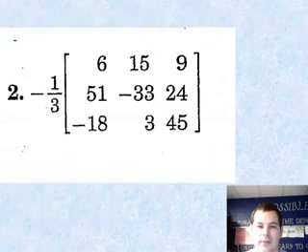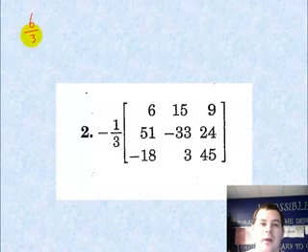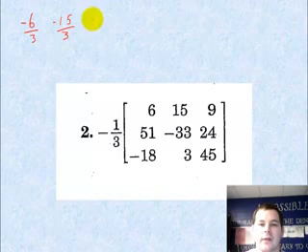So to start off with, I'll write this one up at the top. We got 6 divided by 3, but this term is going to become negative. All the signs on here are going to change. So I have a negative 15 divided by 3. I have a negative 9 divided by 3. So all I'm doing here is dividing by 3.